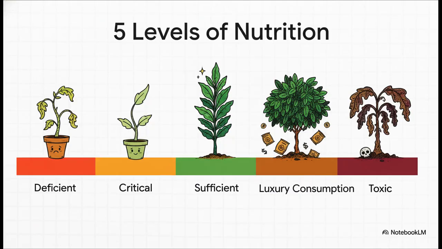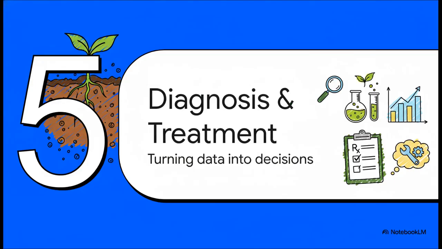And that critical level fits into this whole spectrum of nutrition. You can be deficient, where the plant is obviously sick. You can be right at that critical threshold. Or you can be sufficient, which is our target, the sweet spot. But then it gets interesting. You can have luxury consumption. This is where the plant is just sucking up extra nutrients it doesn't even need. It doesn't help your yield one bit, which means you literally paid for fertilizer that's doing nothing. And at the far end, you can actually hit toxic levels, where too much of a good thing starts to hurt the plant.